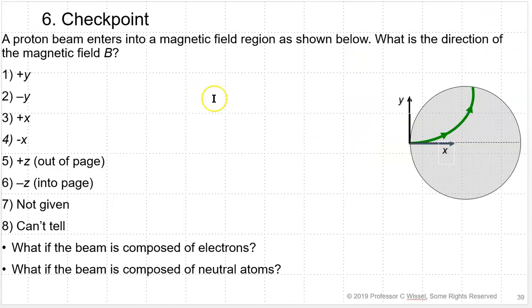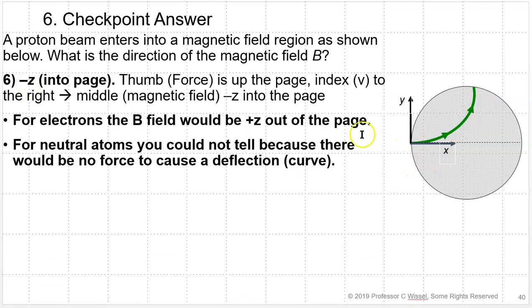A proton beam enters into a magnetic field as shown. What is the direction of the magnetic field? It is minus Z, into the page. It's a proton, so use the right-hand rule. The thumb is the force, which is up the page. The index, which is V, is to the right. The middle finger, which is the magnetic field, is minus Z into the page. For electrons, the magnetic field will be out of the page. For neutral atoms, you could not tell because there's no force to cause a deflection or a curve.